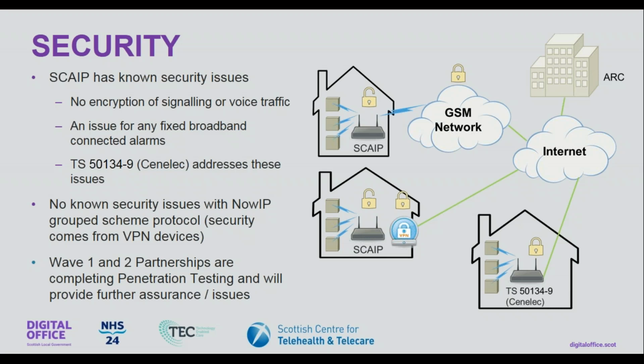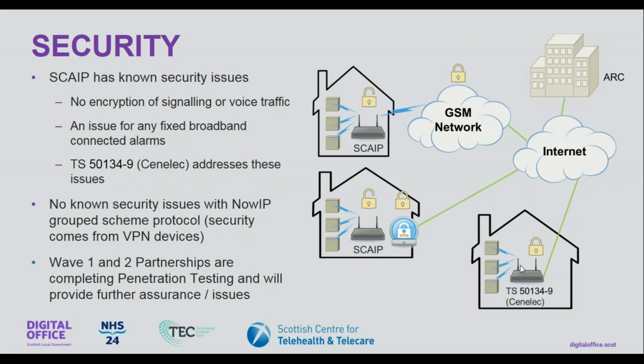The final diagram at the bottom there shows the same fixed broadband connection, but the Cenelec standard being used in the device rather than SCAIP. And as you can see there's no need for any form of VPN device or firewall in the home because that Cenelec standard is encrypted, so that's able to provide a secure link directly back via the internet to the alarm receiving center. So the recommendation is to use the Cenelec standard definitely for broadband connections and as the preferred route, even when you're connected to a GSM network as well, given the additional layer of security that offers.